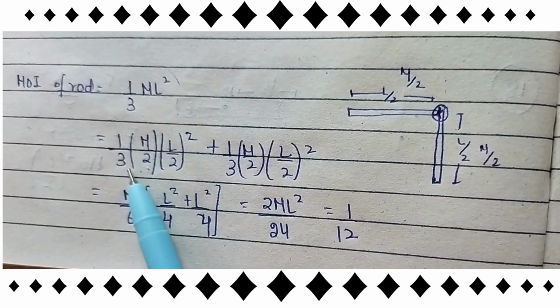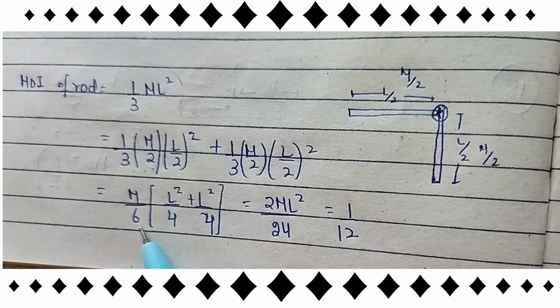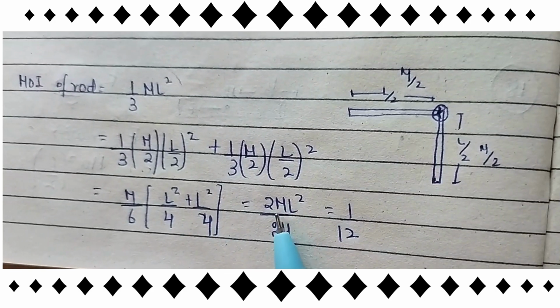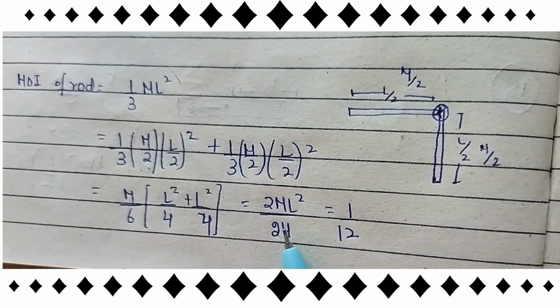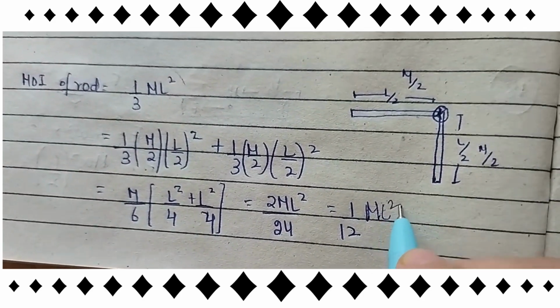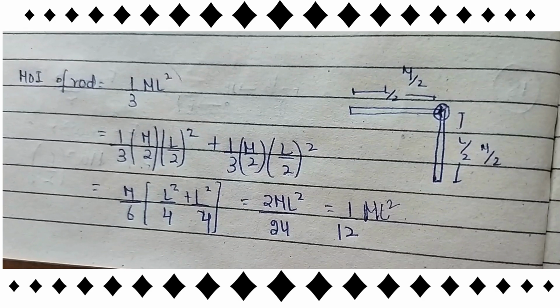Now, 1 by 3 times M by 2 and 1 by 3 times M by 2, this comes out common as M by 6. And what we have inside is L square upon 4 plus L square upon 4. This gives us 2 ML square upon 24, which is equal to 1 by 12 ML square. So that is the moment of inertia of this entire system when the rod is bent at its midpoint.